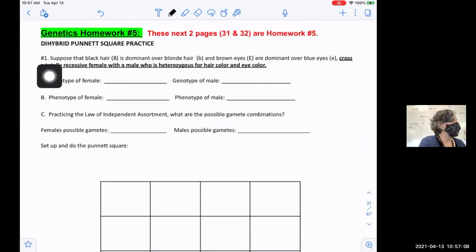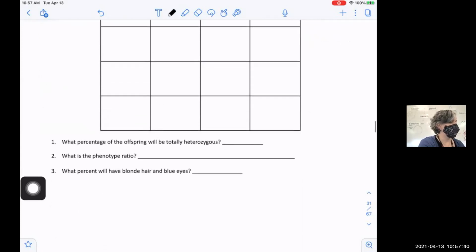So you're crossing a totally recessive female. Okay, again, totally means she's completely recessive for both traits, with a male who's heterozygous for hair color and eye color. So the first thing you're going to do is figure out mom's genotype and phenotype and dad's genotype and phenotype. Then you got to figure out mom's gametes, dad's gametes, set up the Punnett square, fill it in, and then there's questions you have to answer down here.